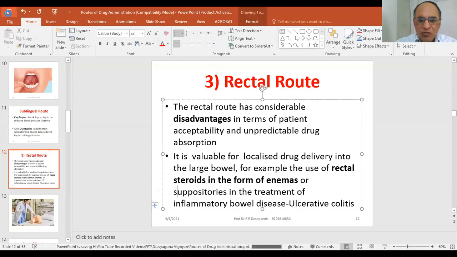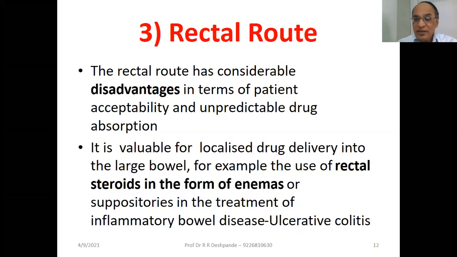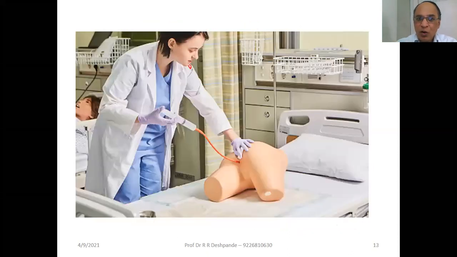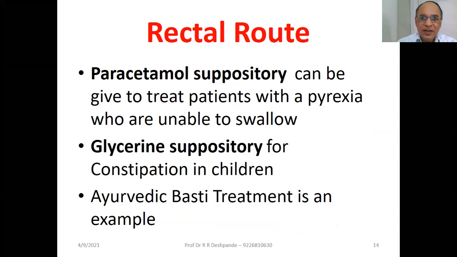So, suppositories in the treatment of ulcerative colitis or constipation. Steroids are used for ulcerative colitis. Glycerin suppository is used for the constipation problem. This is a mannequin, an example of how the glycerin syringe is used. Glycerin is poured into the rectal region.